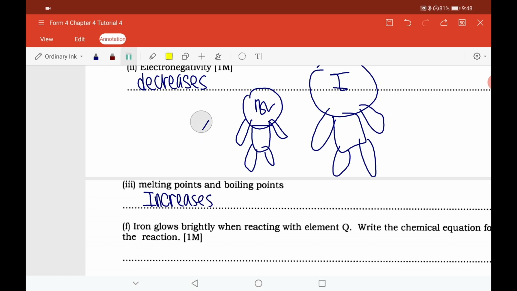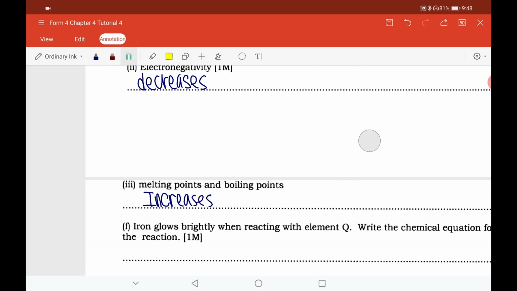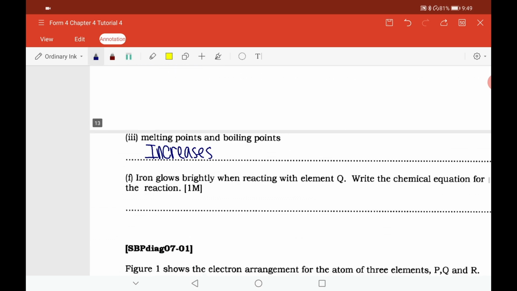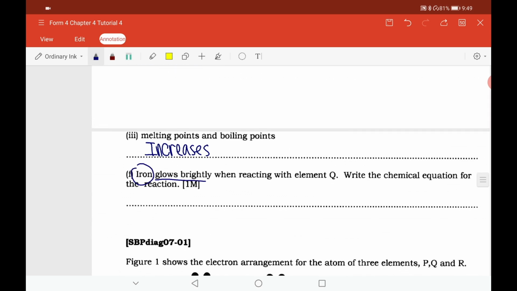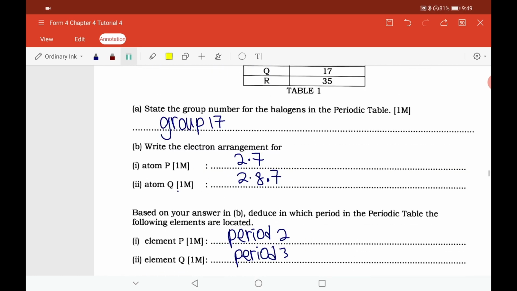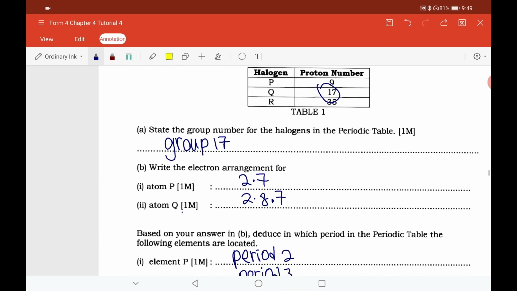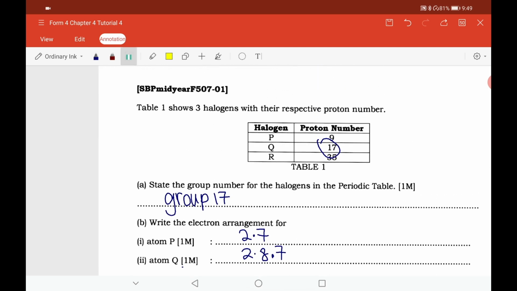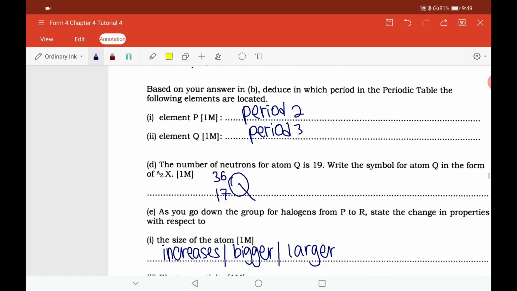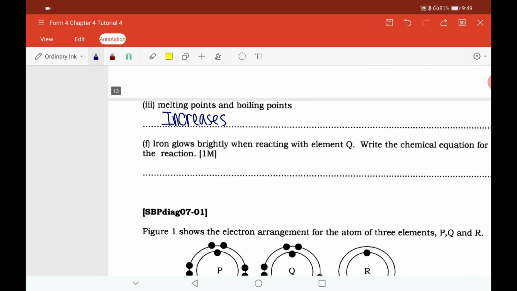Okay, so the next one. They say iron glow brightly when react with element Q. Write the reaction. We know the element Q is actually our group 17 substance. So again, for group 17 reaction, always use chlorine to predict.